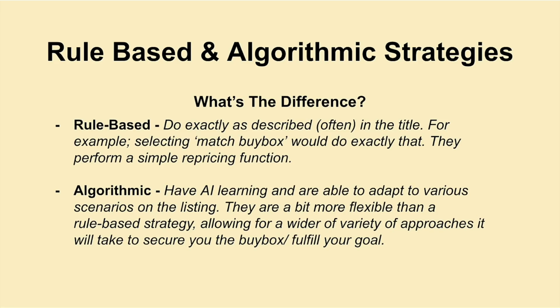So what's the difference between rule-based and algorithmic strategies? Rule-based do exactly as described. It's often what you get in the title. So for example, selecting match buy box would do exactly that. They perform a very simple repricing function.